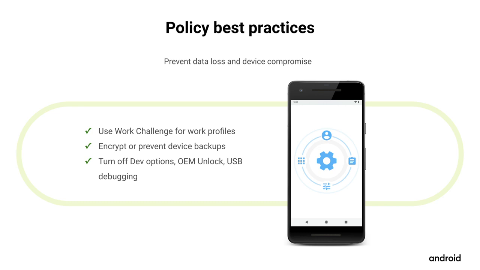Also, turn off developer options, OEM unlock, and USB debugging. I think this is standard for most folks, but I still find a lot of people are not aware that these capabilities exist. This actually prevents an attacker that may have found or stolen a device from connecting it to a third-party tool to extract data, as well as the ability for users to install applications over a USB connection.